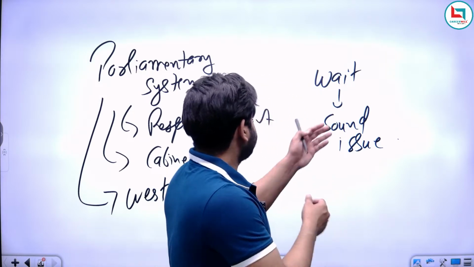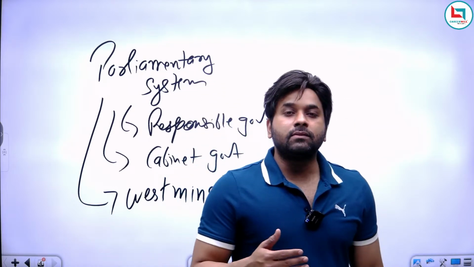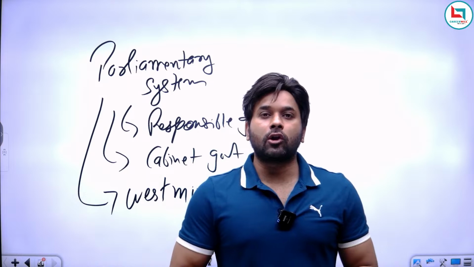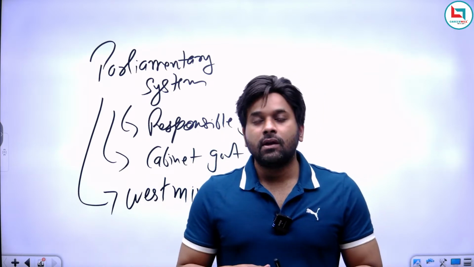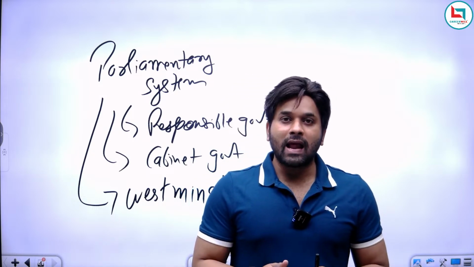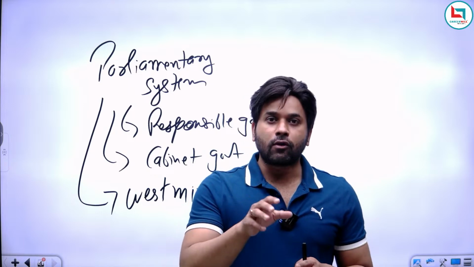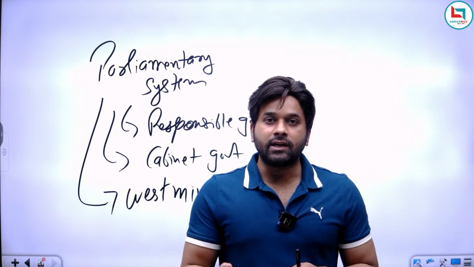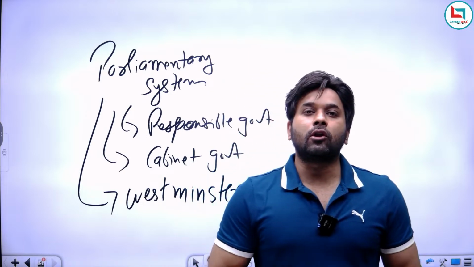So, moving ahead, the parliamentary system is also known as the Westminster model of government. Why are we saying Westminster? Because the Parliament of Britain is located at a place called Westminster. Westminster is the place from where the parliamentary system originated, and that is why we also call the parliamentary system the Westminster model of government.